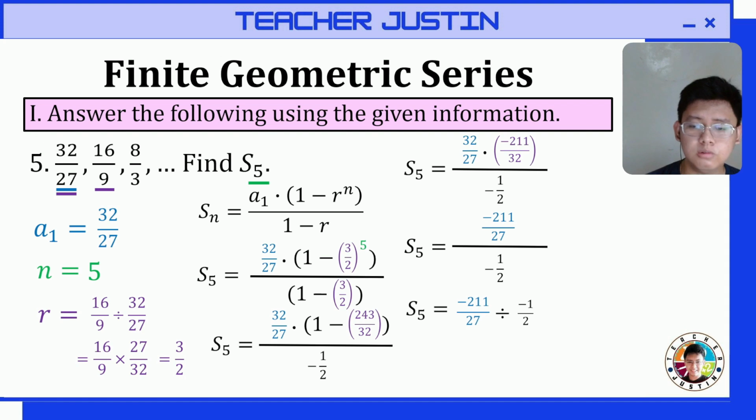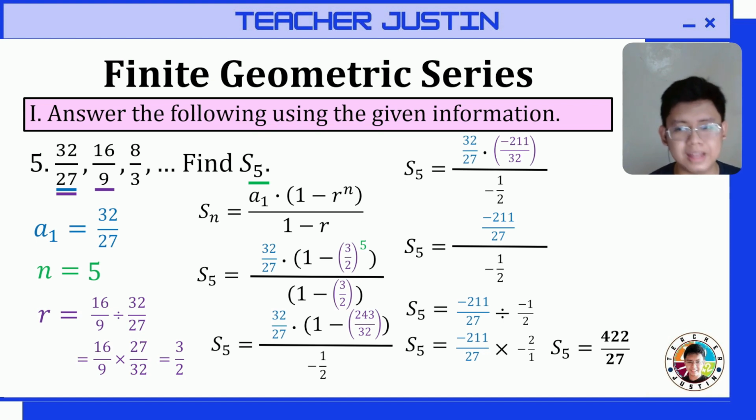So, let's apply the rules in dividing fractions. We will have negative 211 over 27 times the reciprocal of negative 1/2, which is negative 2 over 1. So, let's multiply. That will give us 422 over 27. And that will be the sum of the first 5 terms of this geometric sequence. And that's it. Ta-da! Alright.